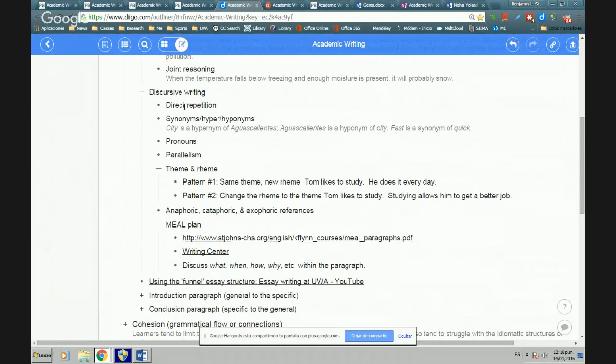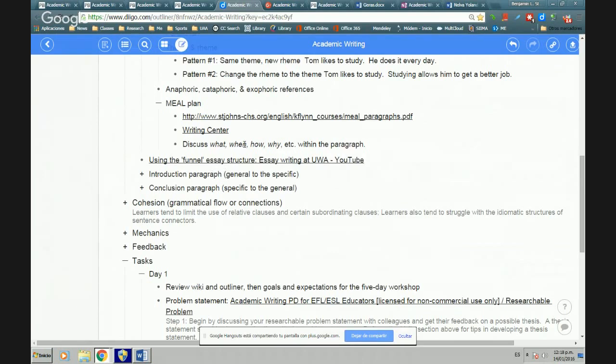And this we really don't talk too much about, unless it's a discourse analysis course. I don't generally talk too much about anaphoric, cataphoric, and exophoric references. Remember those? All right. But I threw it in there. A lot of this is just as a reference for you to look at and consider. What else? Using the funnel system, basically just going from general to specific. Okay.